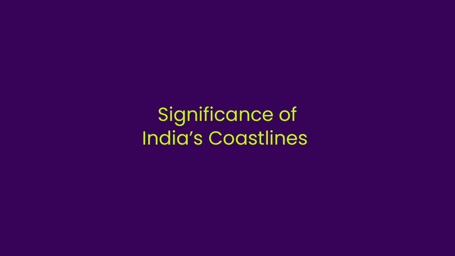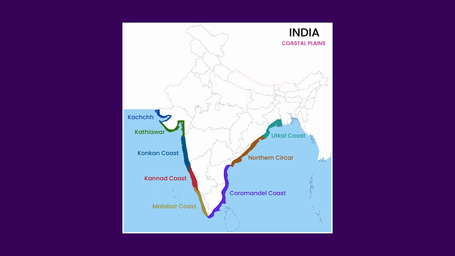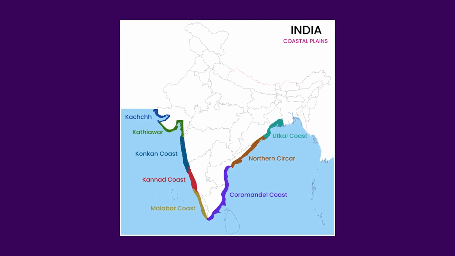Coming to the end of the session, we will discuss the significance of India's coastlines and their impact on various aspects of life and economy. India's coastlines are known for their fertile soil, which supports the cultivation of a variety of crops. The principal crop in this region is rice.